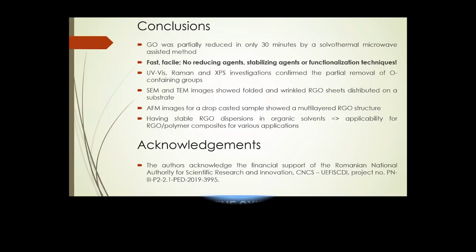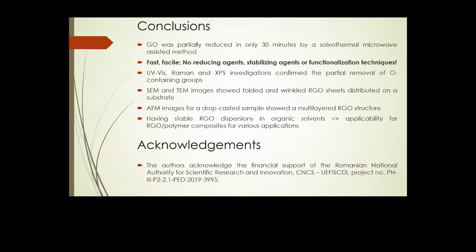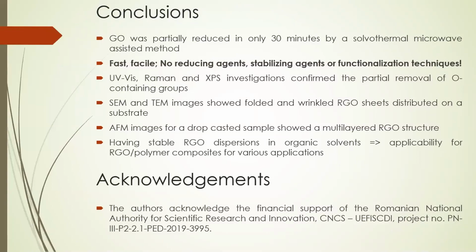To conclude, we have successfully managed to reduce graphene oxide by an easy solvothermal microwave-assisted method without using any reducing agents, stabilizing agents, or functionalization techniques, and in only 30 minutes. UV visible, Raman, and XPS investigations confirmed the partial removal of oxygen-containing groups, while scanning electron microscopy and transmission electron microscopy showed folded and wrinkled RGO sheets randomly distributed. And as well, AFM images showed the multi-layer structures in a drop-casted sample.